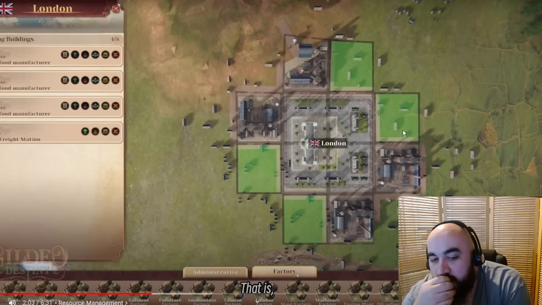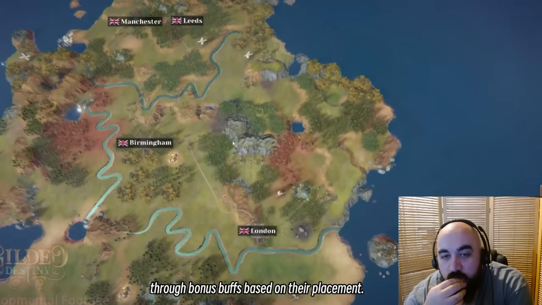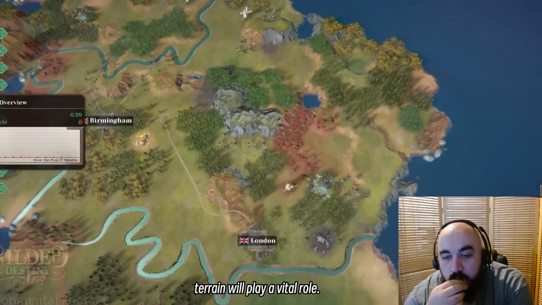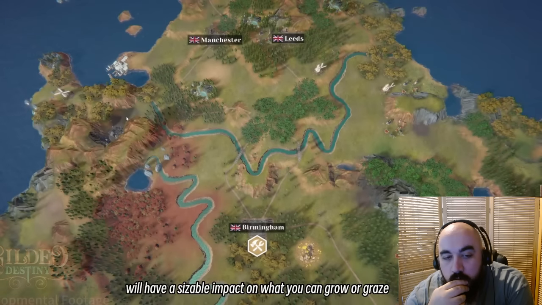Structures, that is, buildings, can interact and become more efficient through bonus buffs based on their placement. Unlike your typical GSG today, terrains will play a vital role. For example, the fertility of the tiles will have a sizable impact on where you can grow or graze.